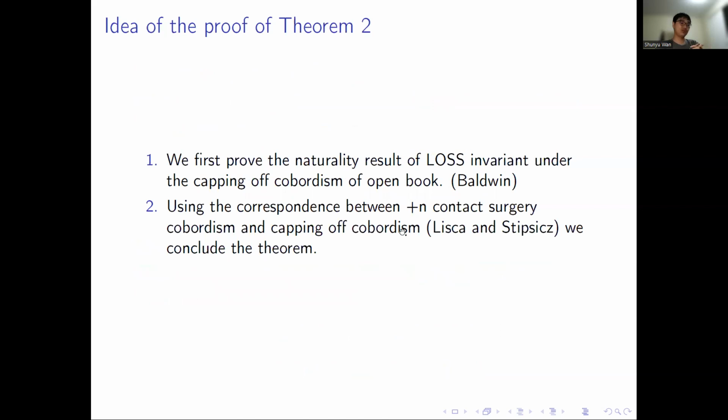Here are the ideas of the proof, maybe just for specialists. The idea is to first prove the naturality result of the LOSS invariant under the capping off cobordism of the open book. It's very similar to Baldwin's proof. Baldwin shows that the contact invariant is natural under the capping off cobordism. Then we use the correspondence between the +n contact surgery cobordisms and the capping off cobordisms by Lisca and Stipsicz, and we can conclude the theorem. Basically, their theorem says the +n contact surgery cobordism is the same thing as a capping off cobordism by viewing it upside down. Okay.